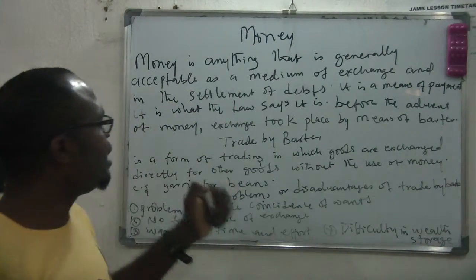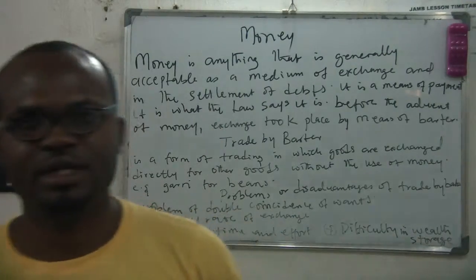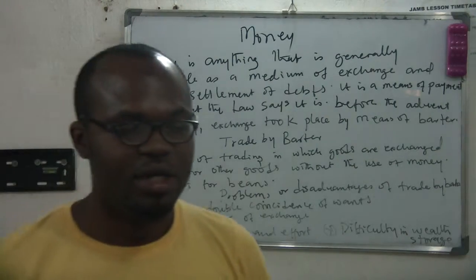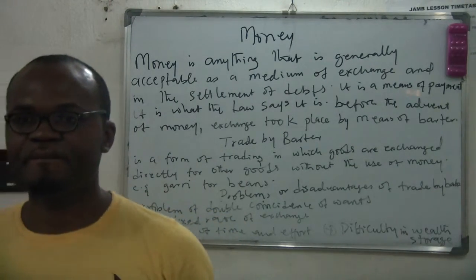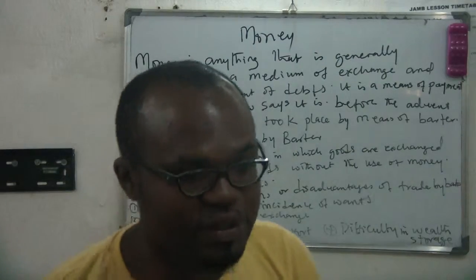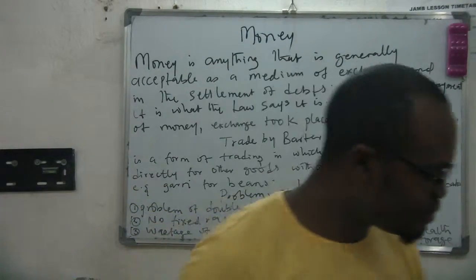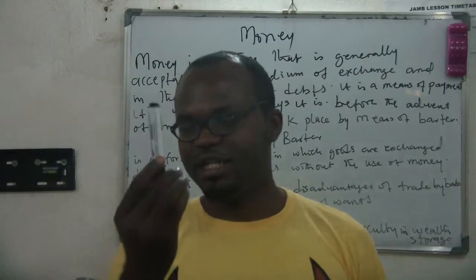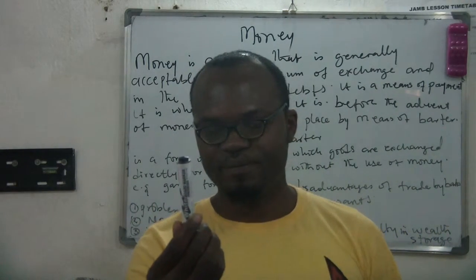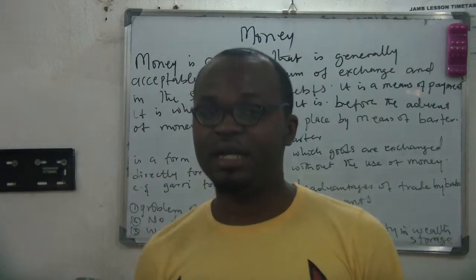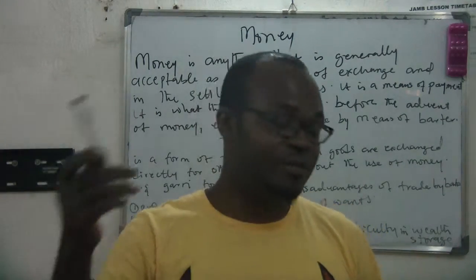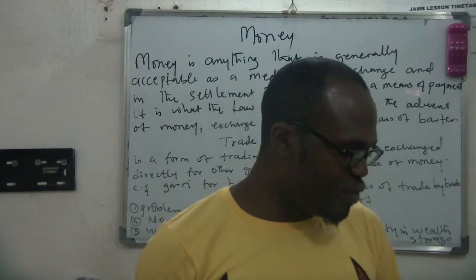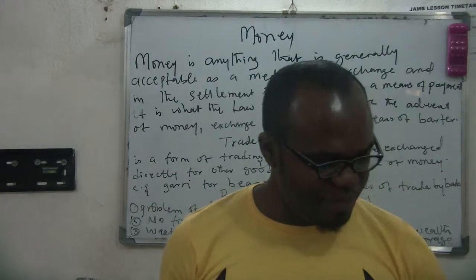Before the advent of money, exchange took place by means of barter. In the olden days, when there was no money, if you wanted to get something from somebody, you had to give the person another thing. Let's take, for instance, I'm a teacher and I need a marker. I've exhausted the marker that I have, so I need another marker in order for me to continue teaching. But what do I have? I have a paper.